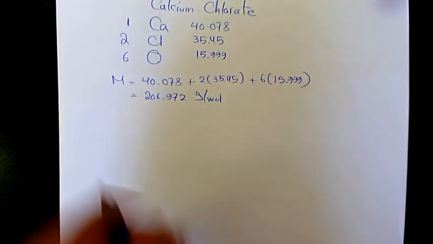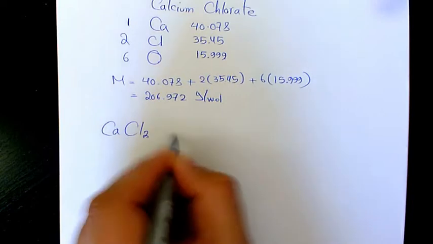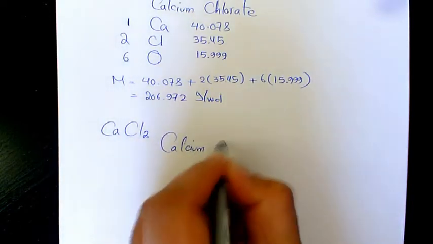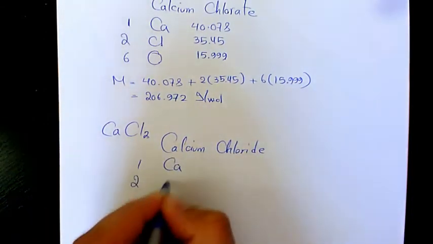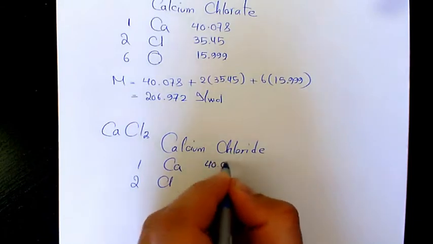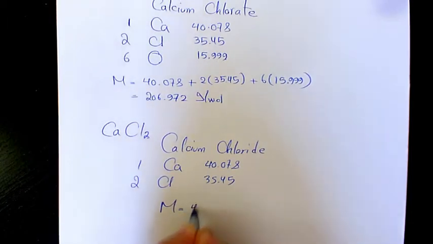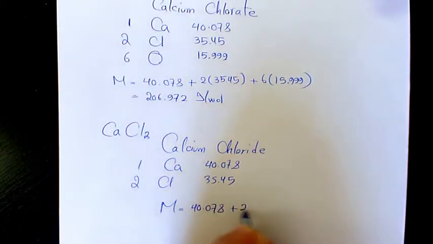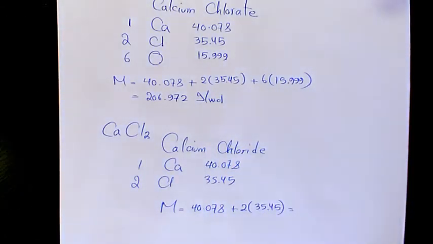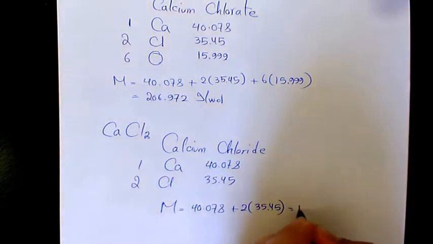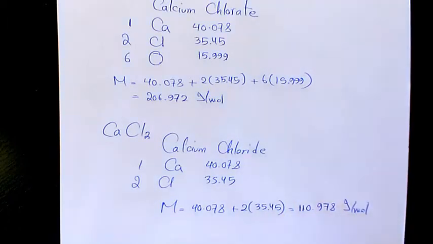Next one is supposed to be calcium chloride, CaCl2, calcium chloride. So we have 1 atom of calcium and 2 atoms of chlorine. Calcium is 40.078. Chlorine is 35.45. So that's going to be 40.078 plus 2 times 35.45. It's going to be 110.978 grams per mole. That's the molar mass of calcium chloride.